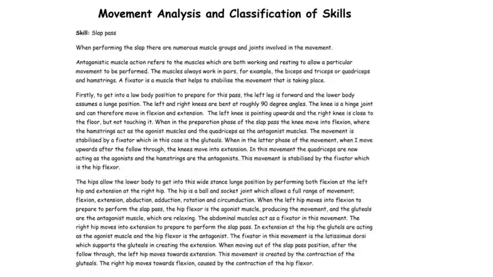So it starts to talk about here, get the body into a low position to prepare for the pass. It then goes, the left and right knees are bent roughly at 90 degrees. The knee is a hinge joint that can therefore be moved in flexion and extension. So it goes into good parts of detail. Okay, we've got down here the movement is created by the contraction of the gluteals. The right hip moves towards flexion caused by the contraction of the hip flexor. Now that is a fantastic piece of work, okay?